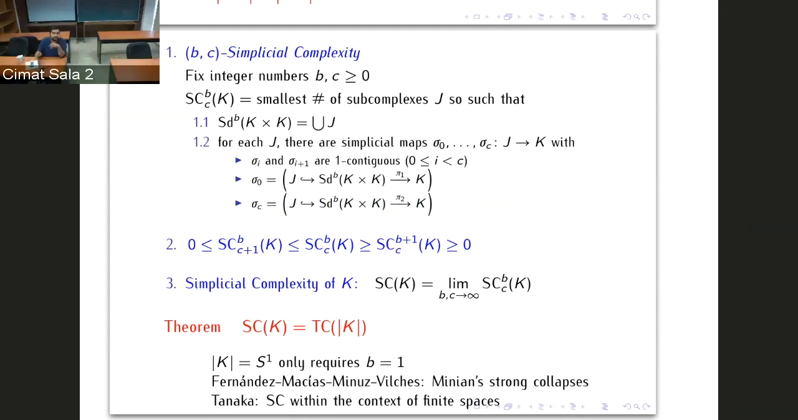Hi, Jesus. Hello. At the moment, the way that your algorithm works, there is no actual computer program working right now, but theoretically, in order to compute this simplicial complexity, you have to search through all the possible subcomplexes J that satisfy these conditions. You have to construct them all to get a number.